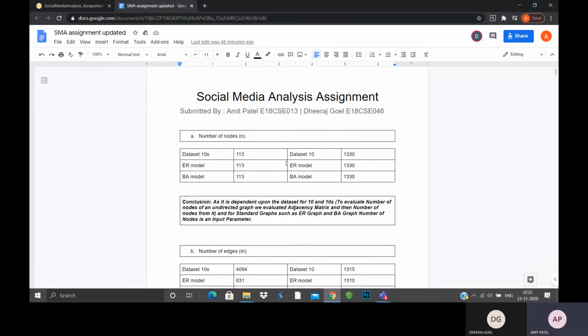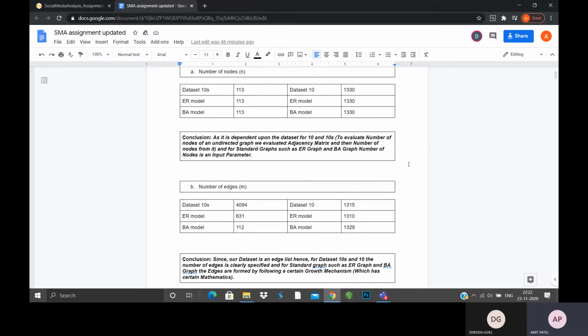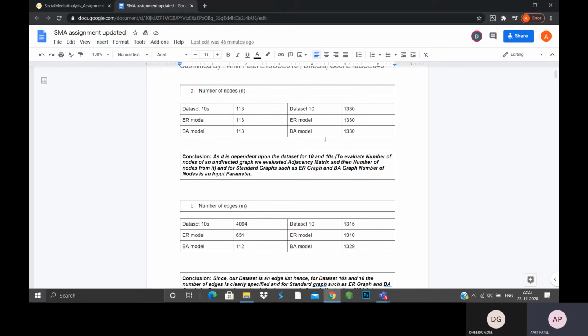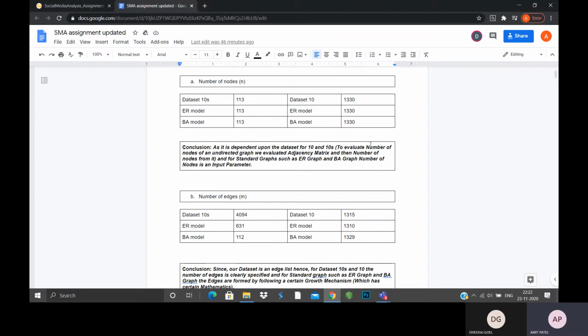On top of what Dheeraj told us, I will be putting some points: dataset 10 would be more relevant for a social media analysis assignment, as the degree of what we can see in real life is greater in dataset 10 since it's larger, right? So as you can see, the number of nodes is an inherent property of the dataset. To evaluate these nodes, we just use an adjacency matrix by providing the edge list to it.